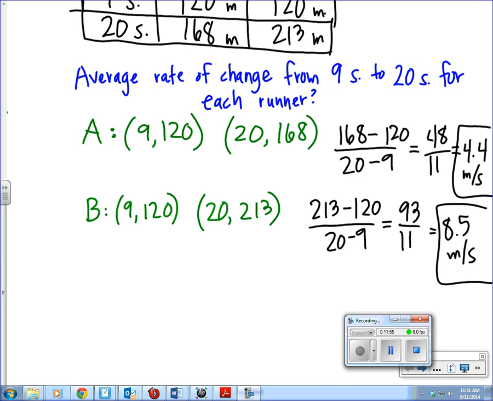What about, and this is on your paper, so go ahead and grab the pink paper I just passed out. What about the first 9 seconds? Who had a faster average speed for the first 9 seconds? They had the same, right? Nobody was faster than the other. So they had the same average speed. That's the first question. And then the second question is what we just did in our notes here. And we found out that who has a faster average? Runner B.